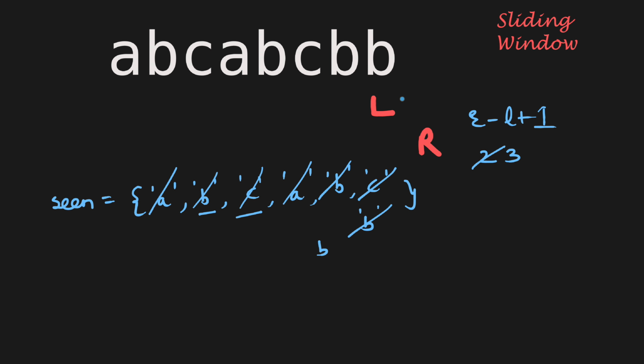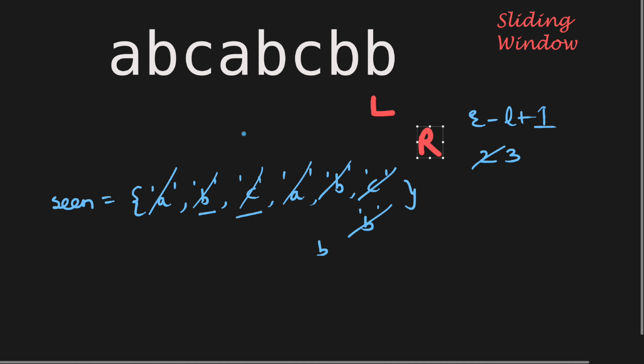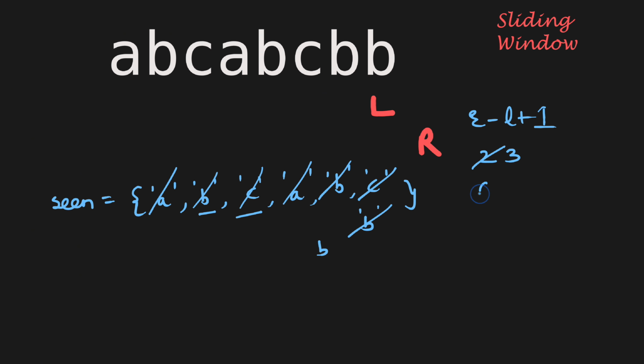Throughout the iteration, with this sliding window process, the maximum length of the substring without duplicate characters remains 3, and this corresponds to strings like ABC, BCA, or CAB. Now the time complexity of this approach is O of n, where n is the length of the string, since the right pointer iterates linearly over the string, processing each character exactly once, and the left pointer moves forward only when duplicates are encountered.